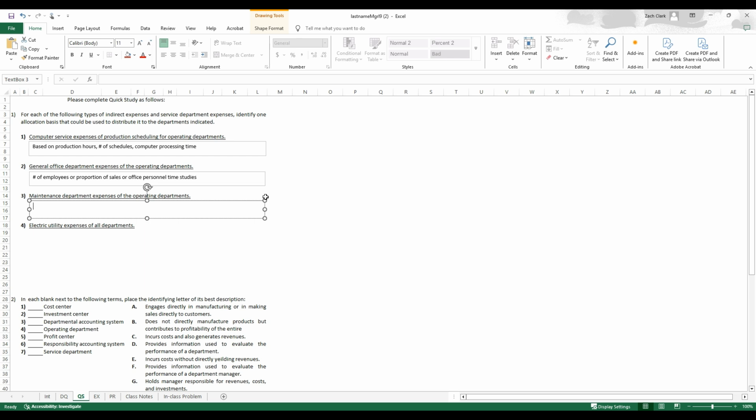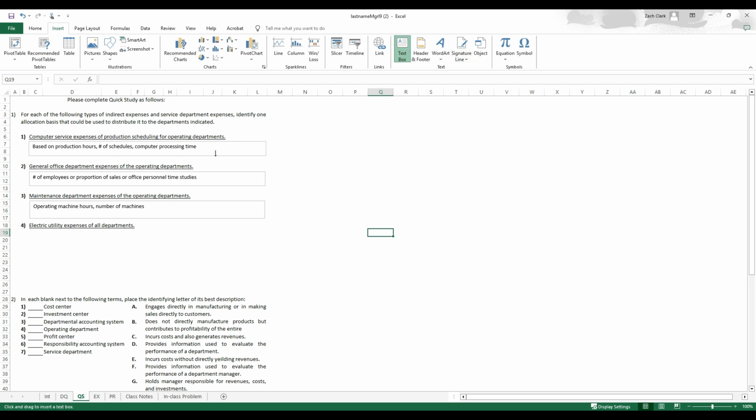Okay, let's look at maintenance department expenses. We've talked about operating machine hours in the past, and that might be a good one. If you're using more machine time, you're probably going to have more maintenance allocated to you. Number of machines: if a certain department has more machines, they're probably going to need more help from the maintenance department. I think those are 2 good examples there.